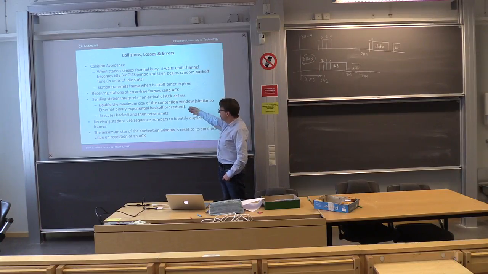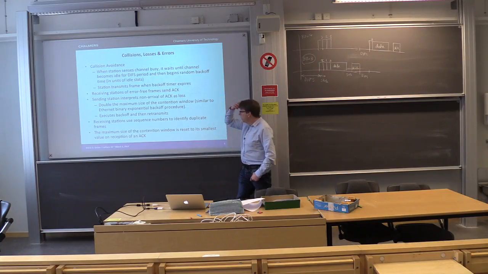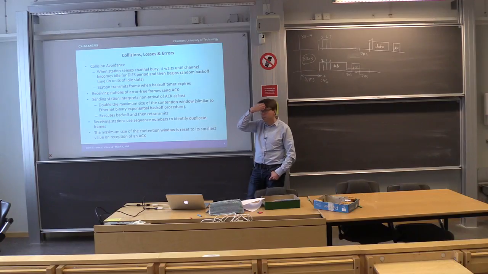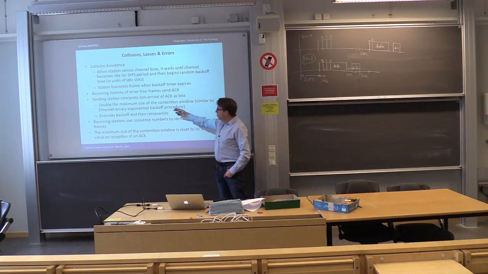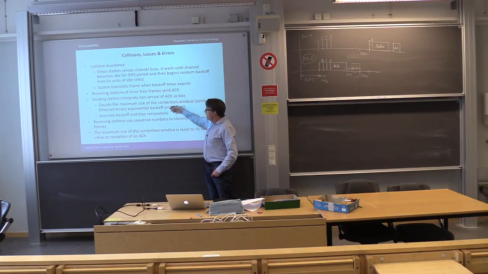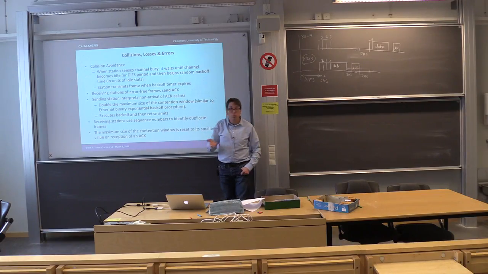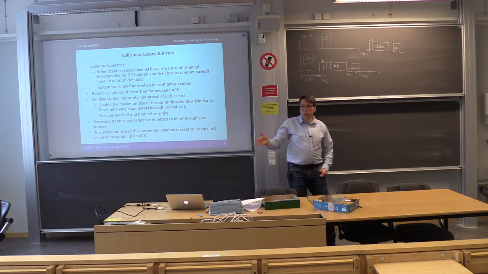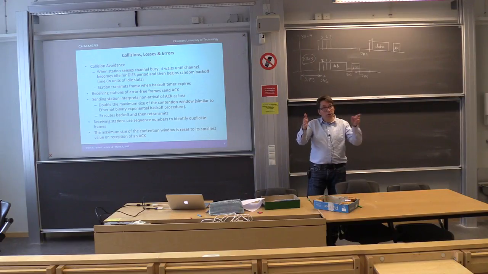Right. So this is very similar to the Ethernet binary exponential backoff procedure. And then we execute the backoff and retransmit. If we still don't get an ACK, then we double the contention window once more, and we keep on going like this until we get the frame through. Once we get the frame through, we reduce the contention window to its smallest size again, and we restart everything.